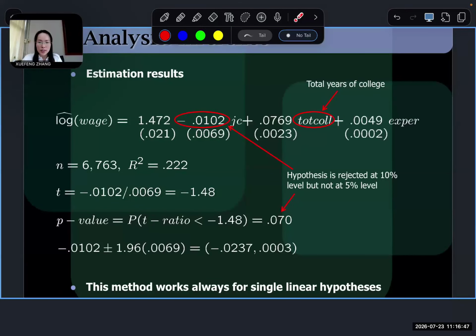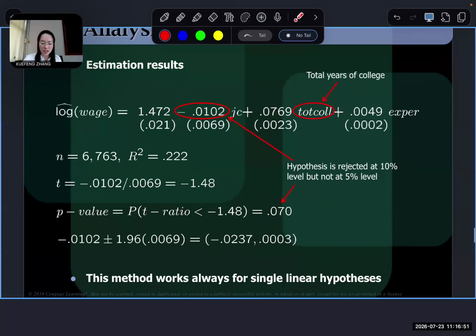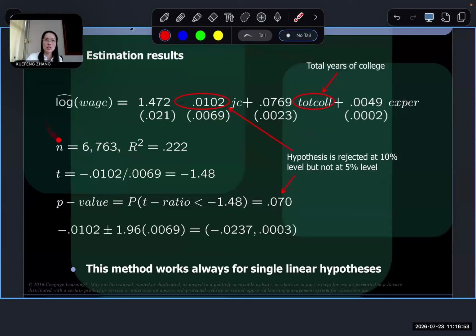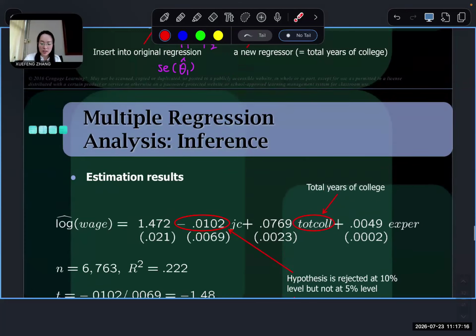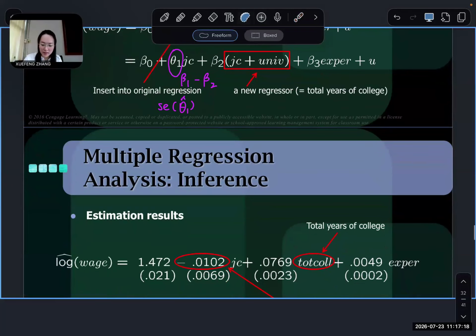Let's see the trick applied, okay? Suppose now we run the regression and then we get the answer. This is our regression output. Again, you have to be able to read this regression output, all right? Let's see. Beta 0 hat, beta 1, this is our theta, right? Basically, this is our theta 1 hat. And this is our new regressor, which is the total years of college, all right? Be careful here. This is our new regressor.